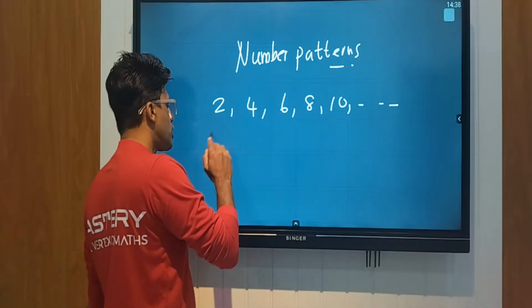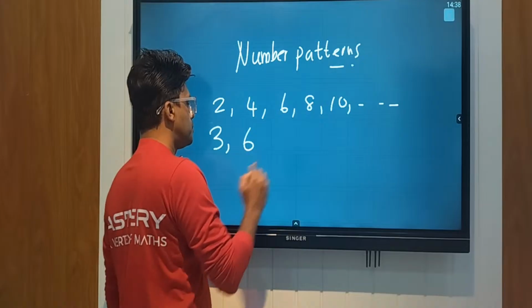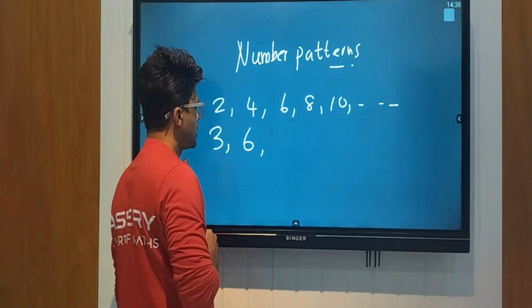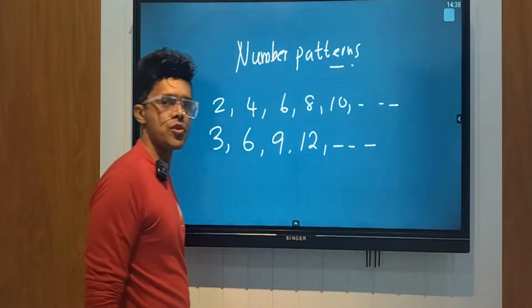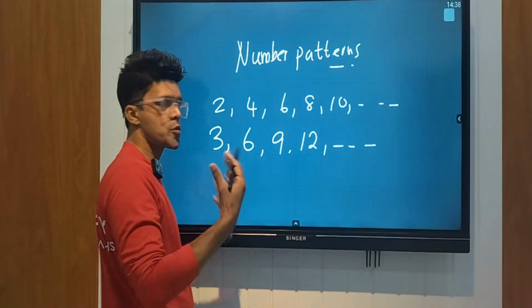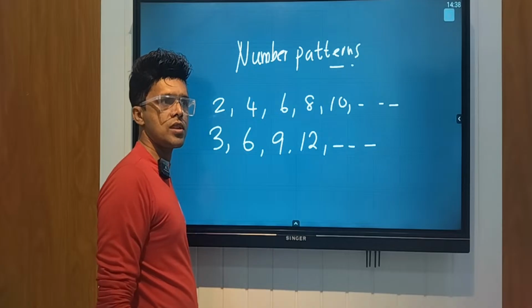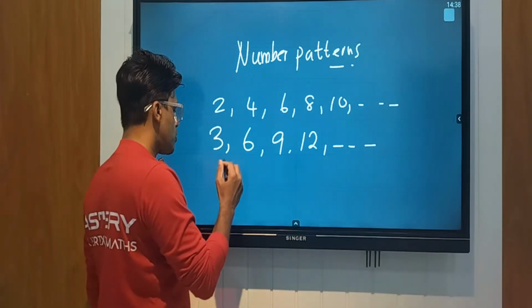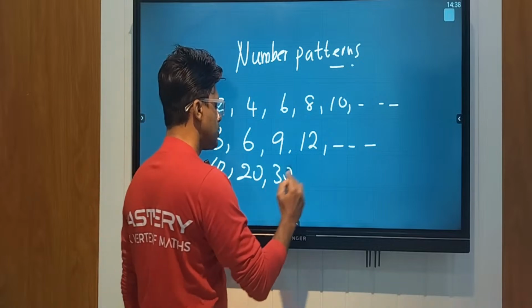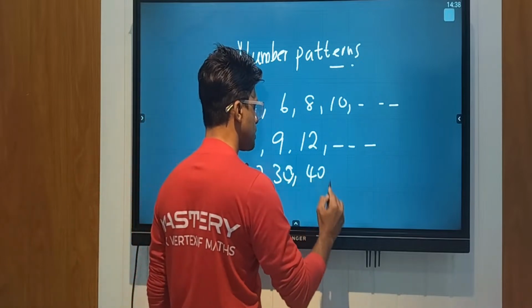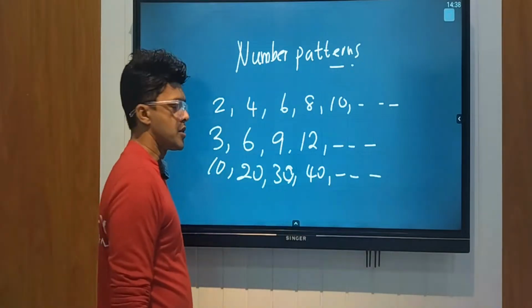Think of this one: 3, 6, 9, 12, and so on. Can you see a relation between these terms? Think of this one: 10, 20, 30, 40, and so on. Can you see a relation?